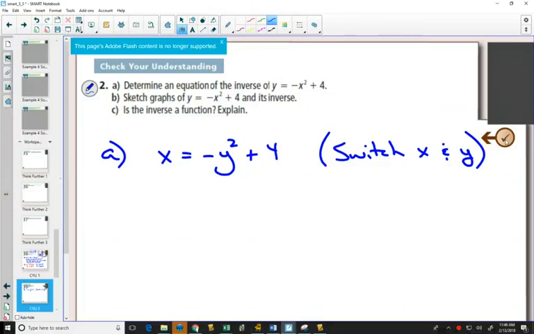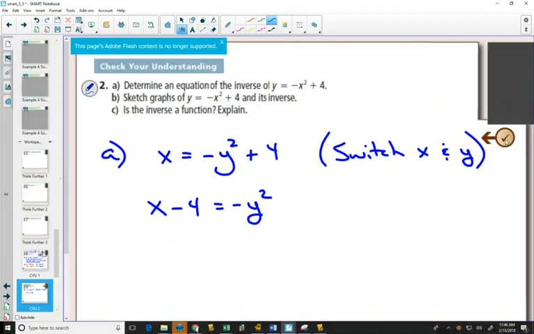Once we've switched the x and the y, now we have to solve for y. And this, too, is very similar to what we did at the beginning of class. If I want to get the y by itself and it's being squared, well, first I'll want to get the y squared by itself so I can get rid of that squared by square rooting. So I'm going to subtract 4 on both sides. That gives me a negative y squared.